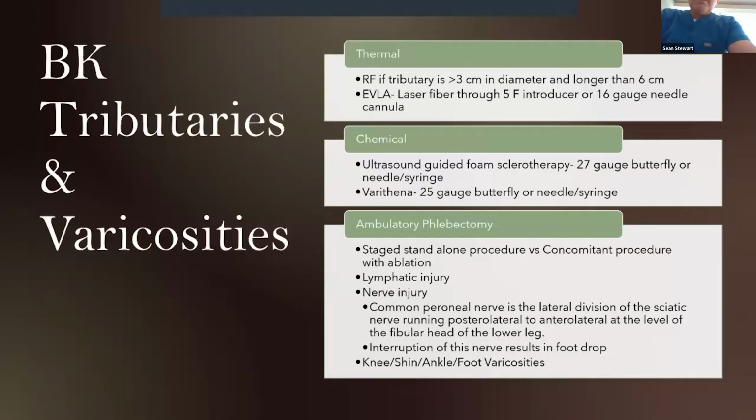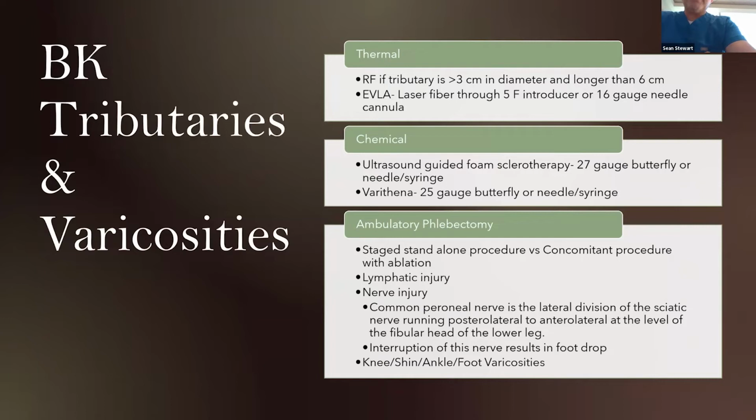So we'll move away from axial vein treatment and we'll discuss treating below-the-knee tributaries and varicosities now. Many choices exist, but all have advantages and disadvantages. Low knee tributary disease can be treated using thermal modalities for sizable tributaries if permitted by insurance. However, the more common methods of treatment include chemical ablation and ambulatory phlebectomy.